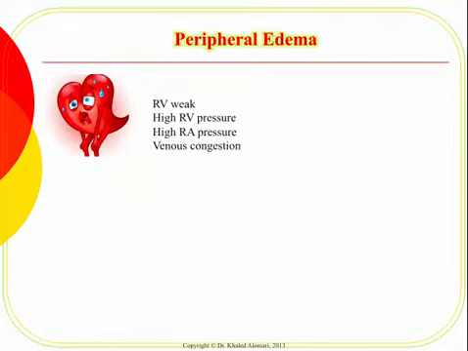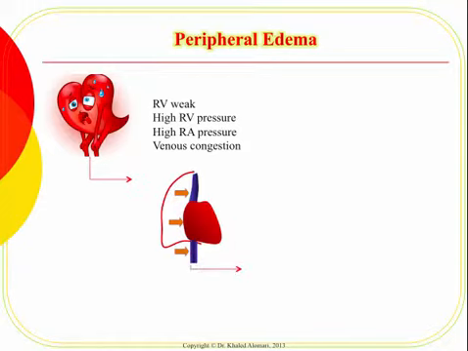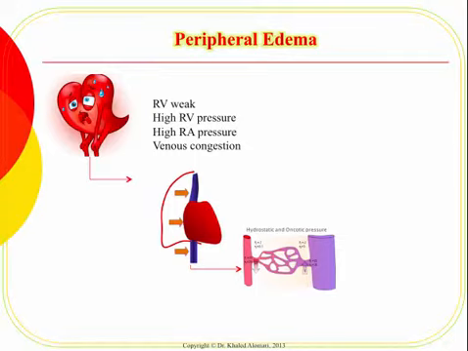The other type is the peripheral edema. Again, the increase in pressure in the right side of the heart will travel to the vena cava, to the jugular, to the hepatic, to the splenic, and to the peripheral veins, and as a result of increased pressure and congestion in these blood vessels, then the blood or the water will move from the blood vessels to the interstitial space, and that can lead to edema.